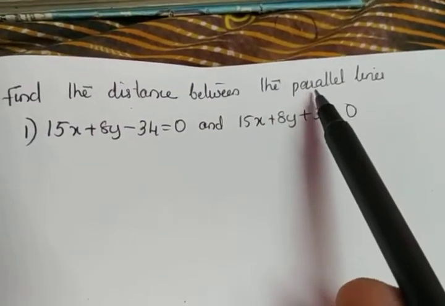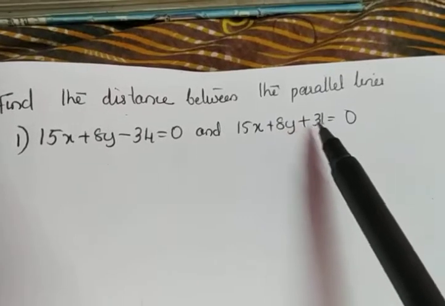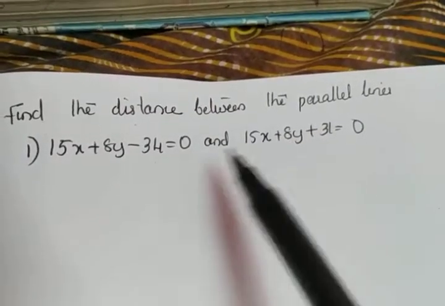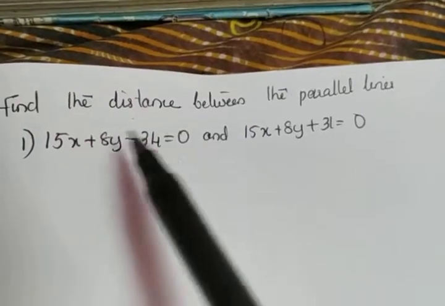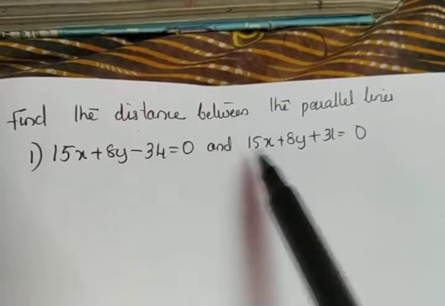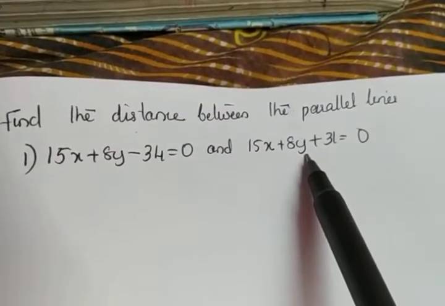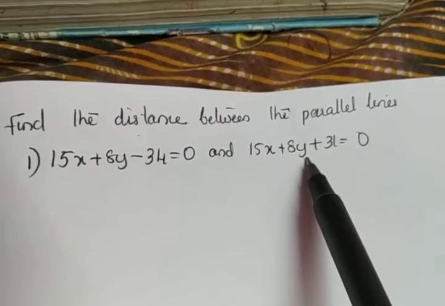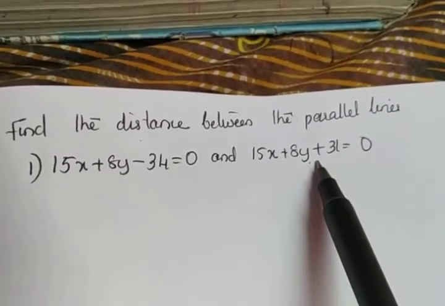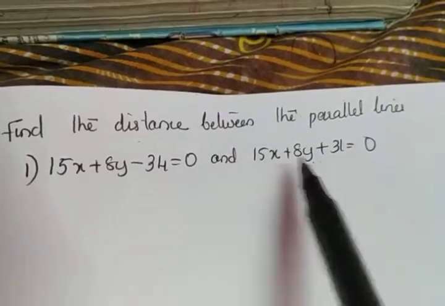If it was not given in the question that the lines are parallel, how can we identify whether the given lines are parallel or not? Check the coefficients. The x coefficients are equal, the y coefficients are also equal. The only difference is in the constant. If two equations come like this with only a difference in the constant, then the lines will be parallel, which we have studied in class 10. So these two lines are parallel.